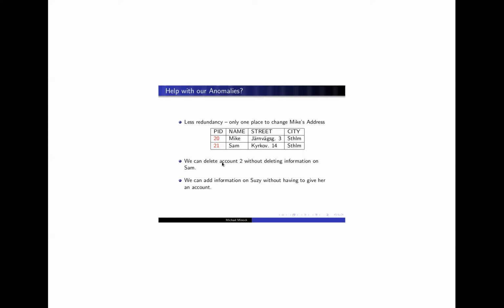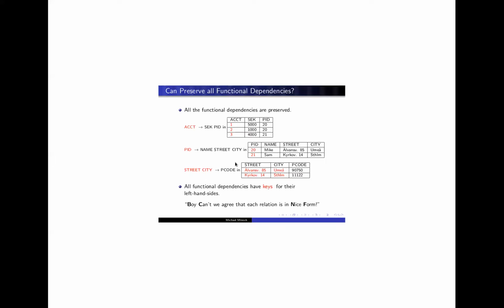We can also delete account number 2 without deleting any information about Sam. So we can delete account number 2, but we still retain Sam's information if he wants to open another account. And we can also add information on Susie without having to give her an account. So we've already dealt with the update, deletion, and insert anomalies. So that's very good. Now, does it preserve all the functional dependencies?